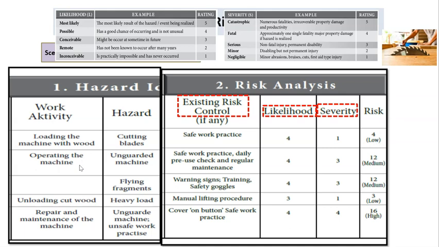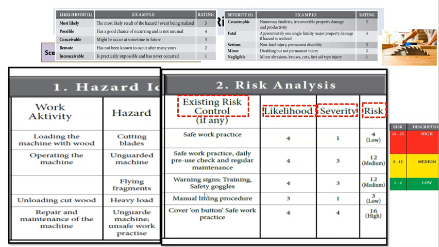And then for the second activity, the unguarded machine when it's operating, the existing risk control is safe working practice, and daily pre-use check and regular maintenance. So they don't have a cover yet. Likelihood, they put 4, and the severity is 3, because it will involve amputation. And again, 4 times 3 is 12. 12 is considered as high. And then another related hazard is flying fragments.